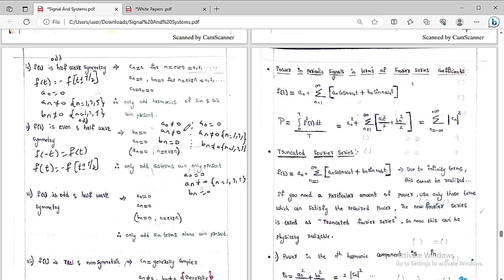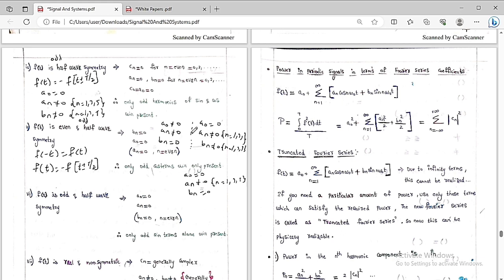If you see clearly, here a0 is not equal to 0, here a0 is equal to 0. So from this we can say a0 is equal to 0. Here an is not equal to 0 for all values of n, and here an is not equal to 0 for only odd values of n. So from this we can say that for even values of n it is 0, and only for odd values of n it is not 0. Here bn is equal to 0 always, here bn is not equal to 0 for only odd values of n. So if we combine, definitely bn is equal to 0 for all values of n. You have to combine the properties.